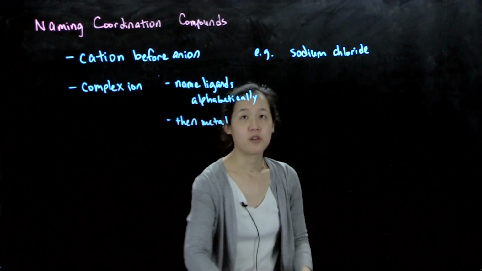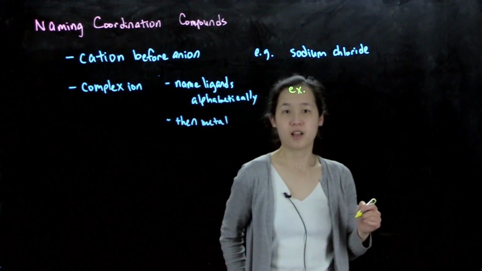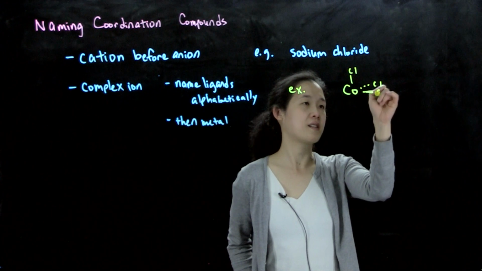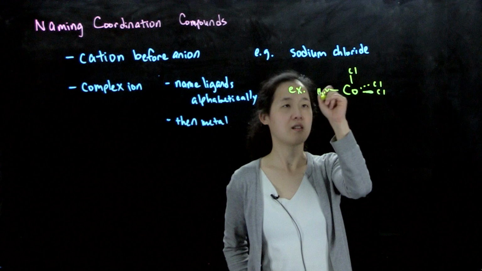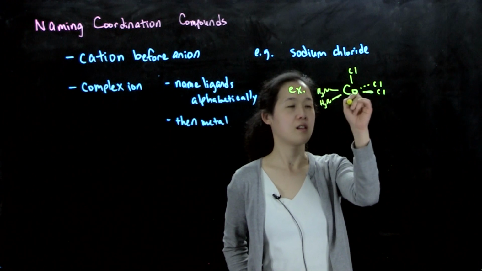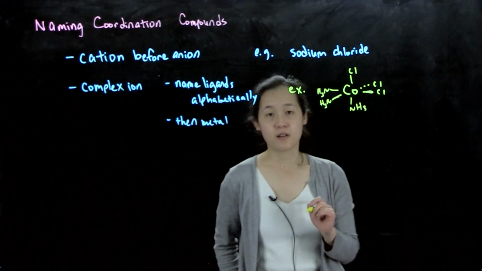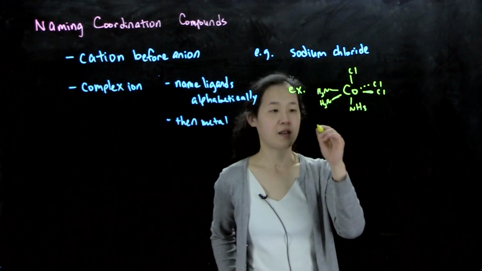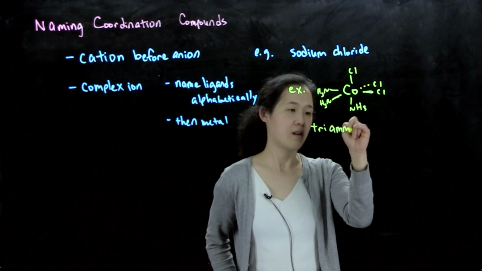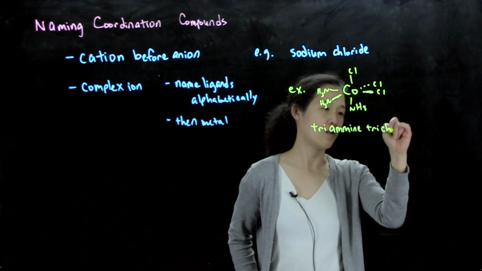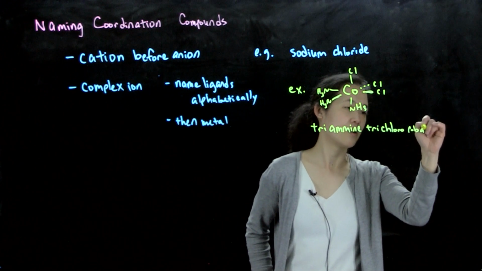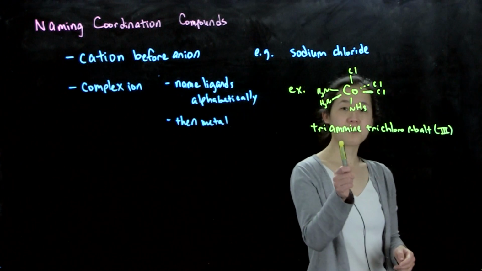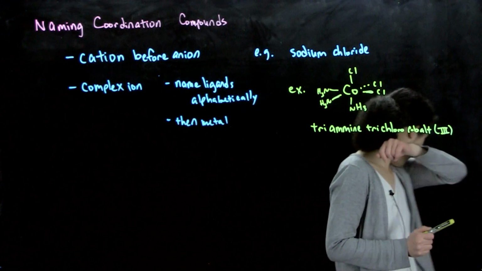So one example is in that Werner complex, we had, let's say, one neutral molecule. I'm going to say something like this: NH3, NH3, NH3. So this you would name the amine ligands first. This is ammonia, but we'll talk about it later. But this is triamine, trichloro, cobalt(III). So the ammonia ligand first, then chloro, A before C, then cobalt.